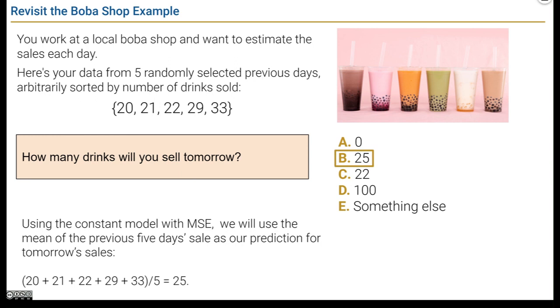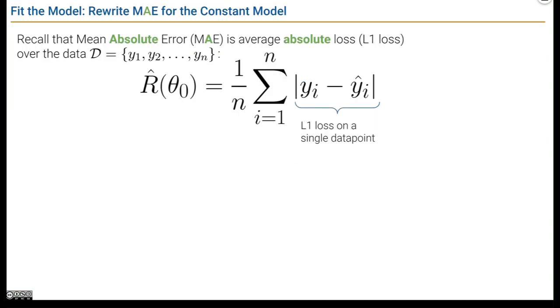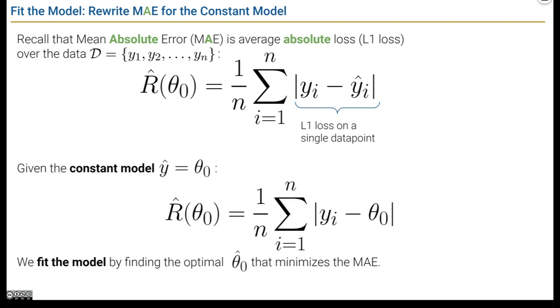Now, one question you may be noticing or asking is, well, this was really dependent on the loss function we chose. So how would our prediction change if we instead had used a different loss function? Let's look at now the same constant model, but now we're going to use the mean absolute error. In particular, that involves using the absolute loss at each data point. And so here is our new average loss that we're going to try to minimize. And I now want the value of theta naught that will make this the smallest.